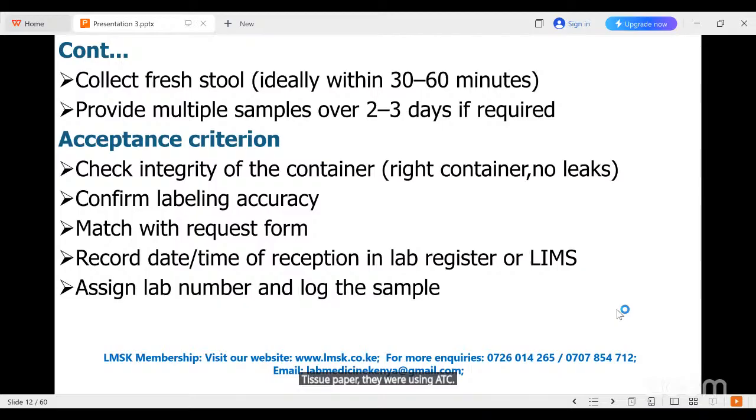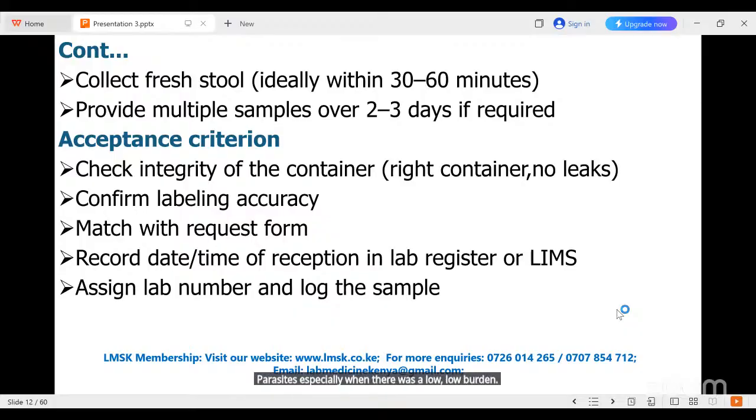Always encourage that we collect fresh samples within 30 to 60 minutes. If the sample was collected yesterday and the patient has reported today, saying they collected a sample yesterday, that one must be rejected because that's an old sample. Provide multiple samples over 2 to 3 days if required. In some research studies, we require that they collect a sample on Monday, Tuesday, Wednesday, or Thursday, Friday, at least for 3 consecutive days so that we can harvest as many parasites as possible, so that we don't miss parasites, especially when there is a low burden.